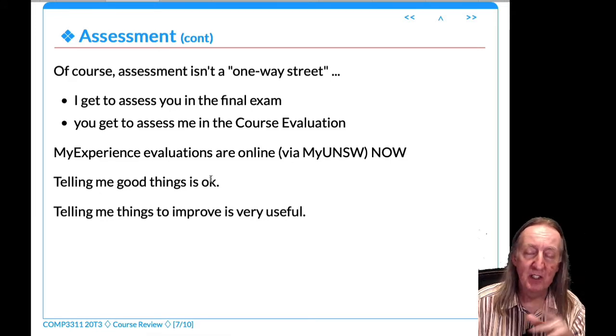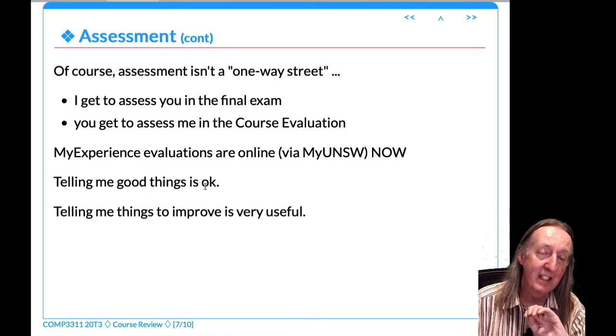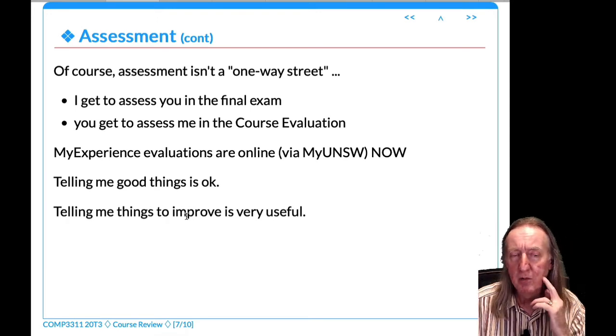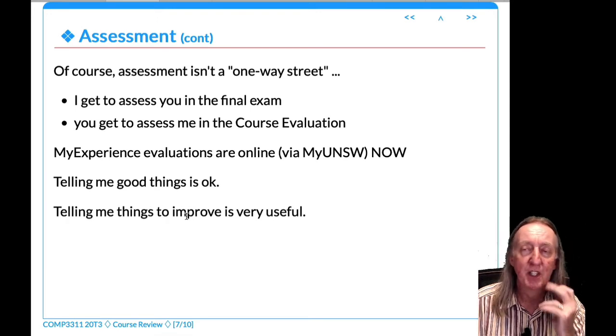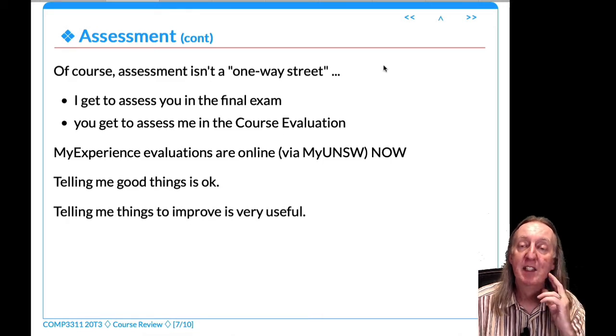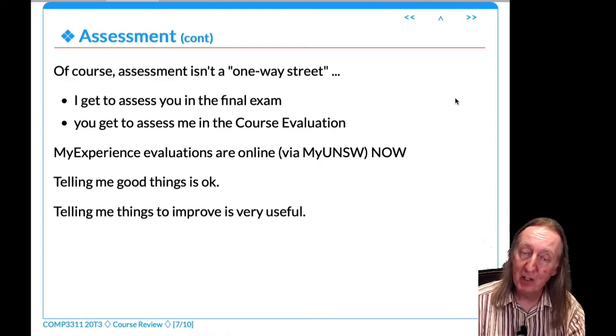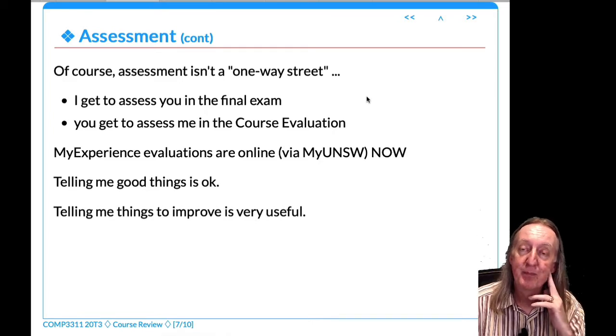Telling me good things, yeah, that's fine, and it strokes my ego, etc., etc. But the more important thing is telling us what we can improve, so that next time we run this course, it'll run better than it did this time. And if we keep doing that, eventually 3311 will be perfect.